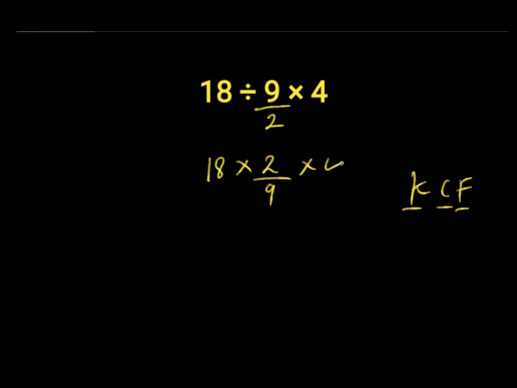Then break down our 4 here. Now we are going to simplify. 9 into here 1, 9 into 18 will give us 2. Then we have 2 times 2 times 4.